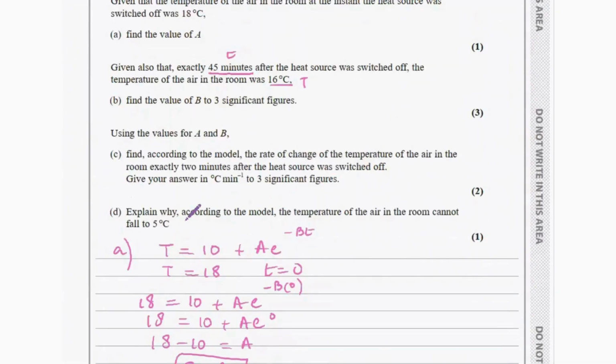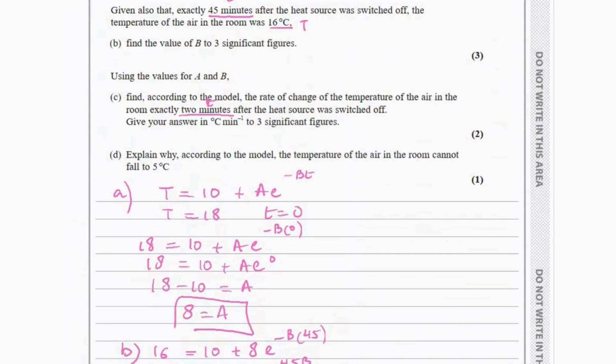Then using the values for A and B, find, according to the model, the rate of change of the temperature of the air in the room exactly 2 minutes after the heat source was switched off. So this is small t. So now we have to find capital T. We have A, we have B, we have small t. So they want us to find the rate of change of the temperature, which means we have to differentiate our temperature equation, then substitute the value of t equals 2 in it to get the rate of change at that point.